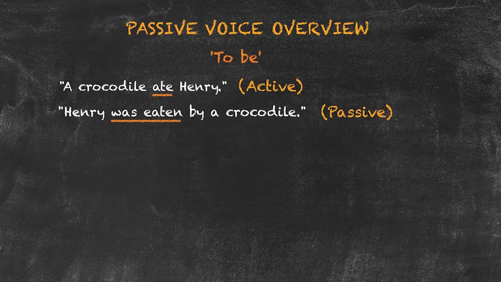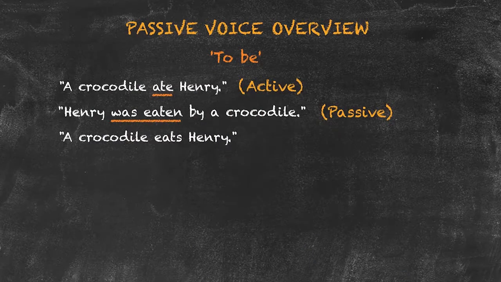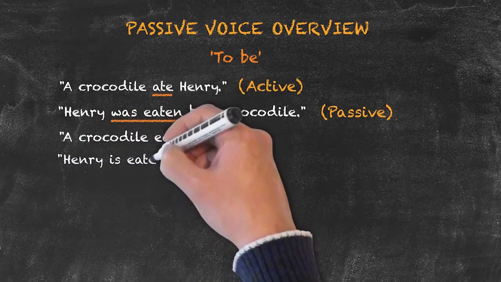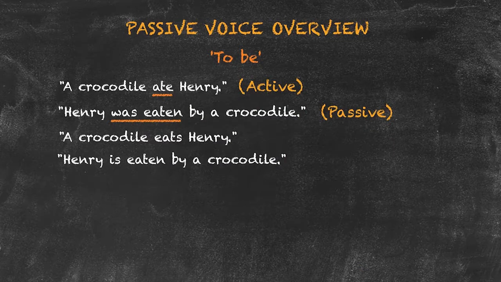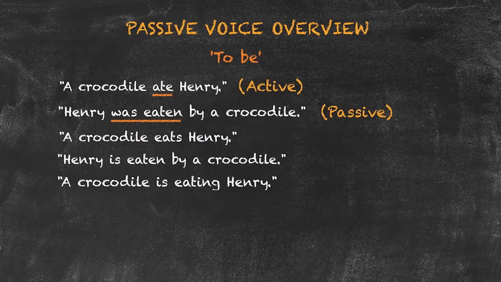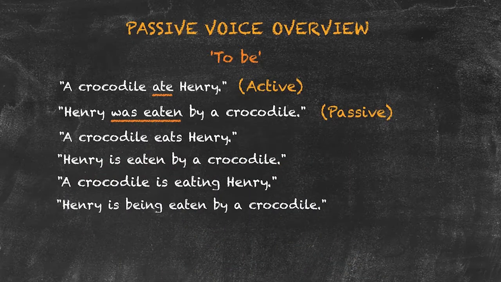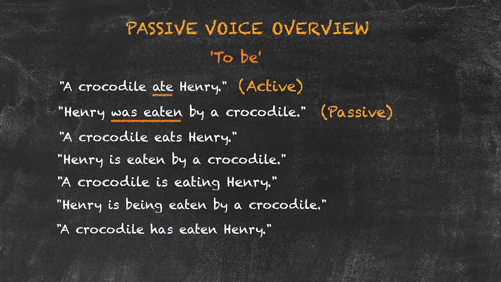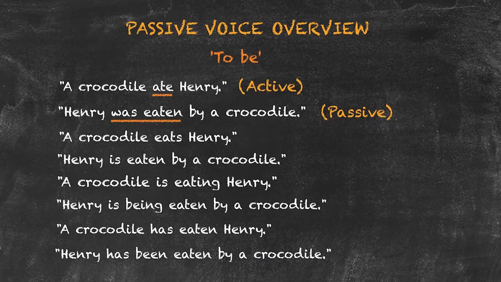Likewise, if we use the present simple, "A crocodile eats Henry," we have to use the verb be in the present simple. So it becomes "Henry is eaten by a crocodile." We can also have a look at "A crocodile is eating Henry," which is the present continuous tense. To put this into the passive voice, we then have to say "Henry is being eaten by a crocodile." The present perfect tense, "A crocodile has eaten Henry," "Henry has been eaten by a crocodile," and so on. We can see that the sentences pretty much stay the same. The only thing changing here is the verb be, changing into the correct form to match the original sentence.